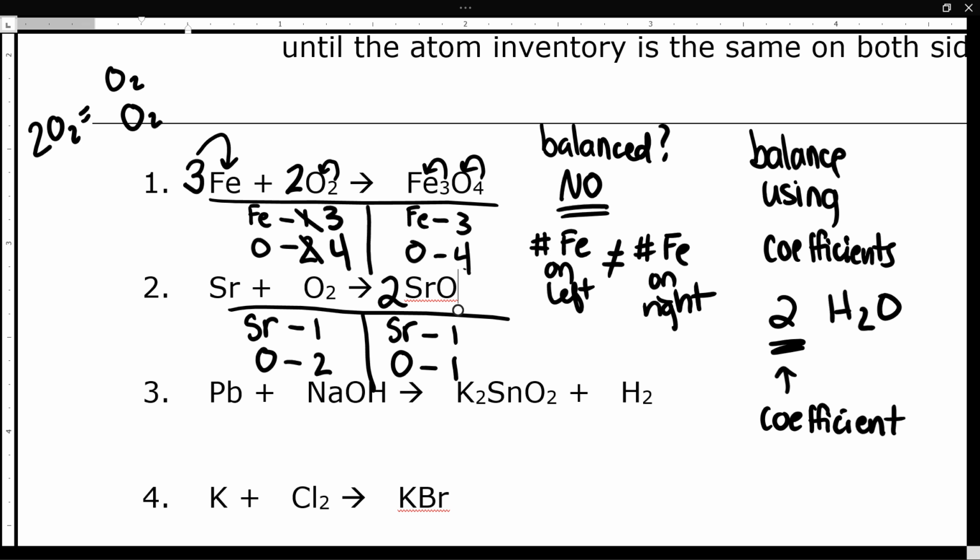Okay, so I'm going to try and balance it by adding coefficients. If I have 2 SrOs, that means I have an SrO, and I have another SrO. If I count, notice I have 2 oxygens now. I also have 2 atoms of Sr, so they both changed. Over here on the right, now my oxygens look good, but now I don't have enough Srs on the left, so I need another Sr. I'm going to put a 2 out in front. Now I've got 2 Srs.